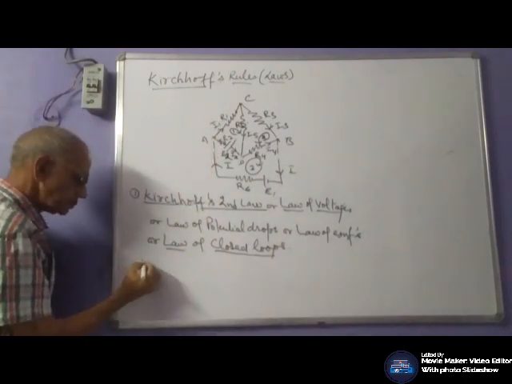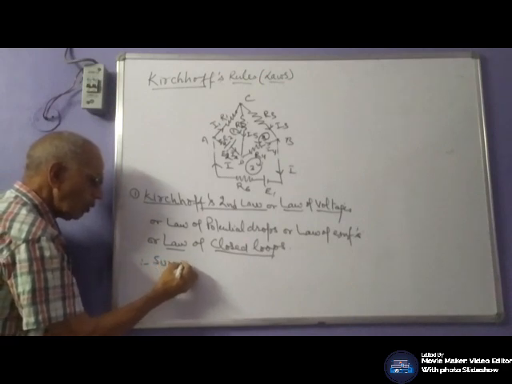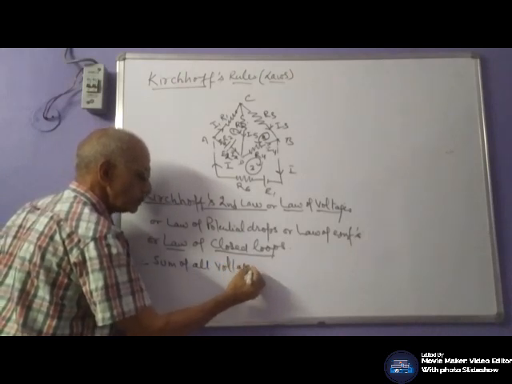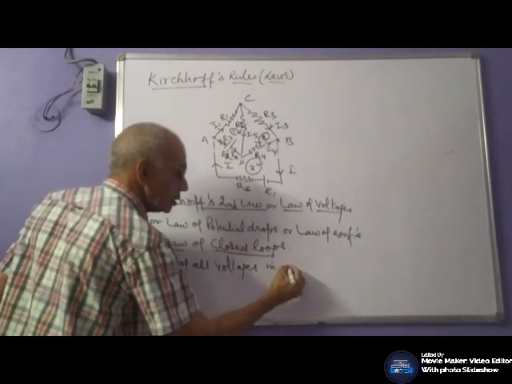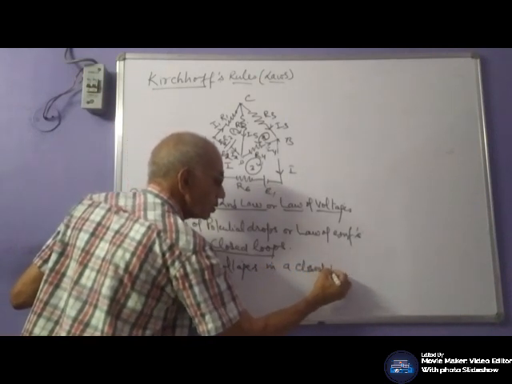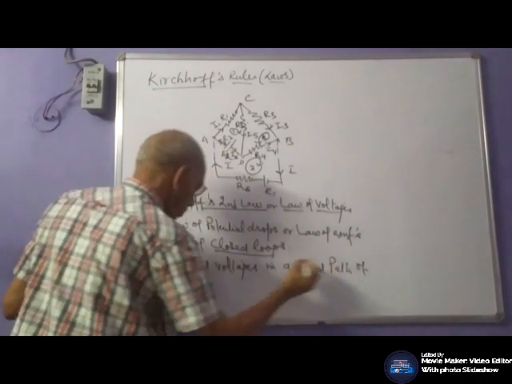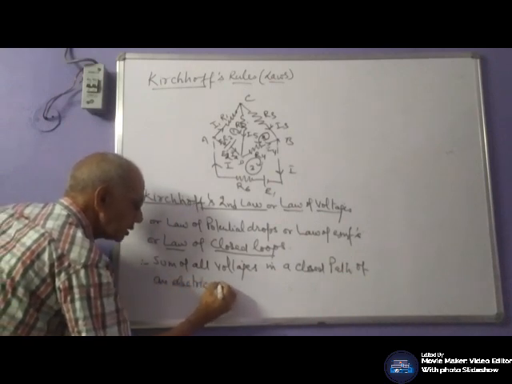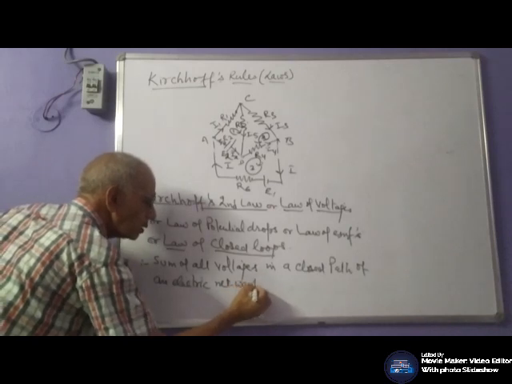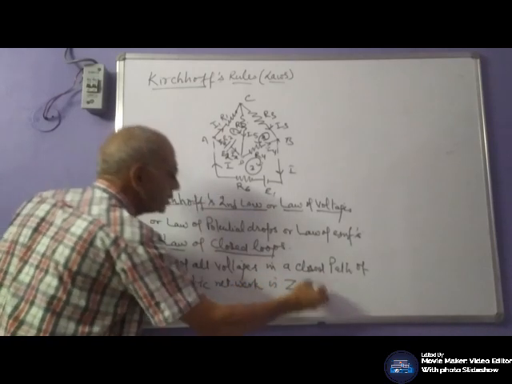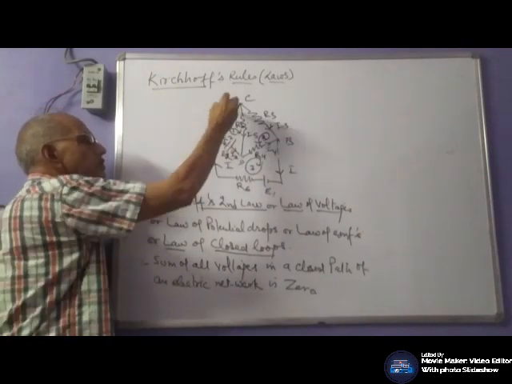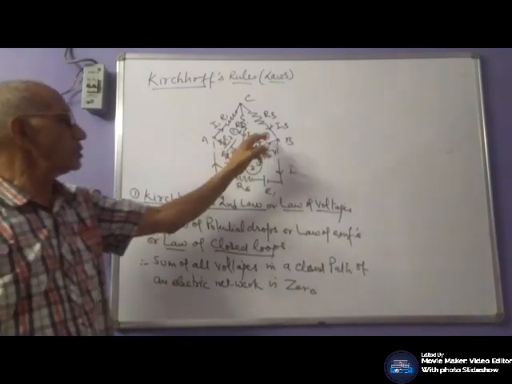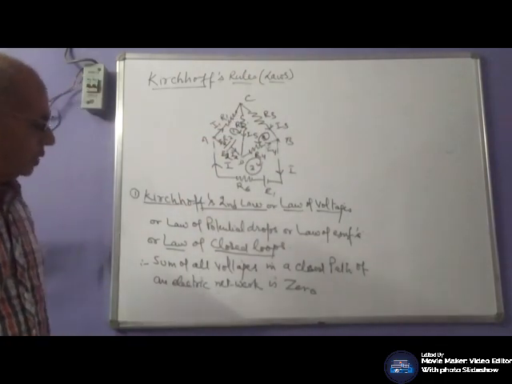What is this law? The sum of all voltages in a closed path of an electric network is 0. In this closed path, the sum of all the voltages is 0.